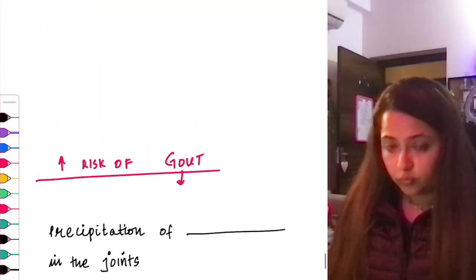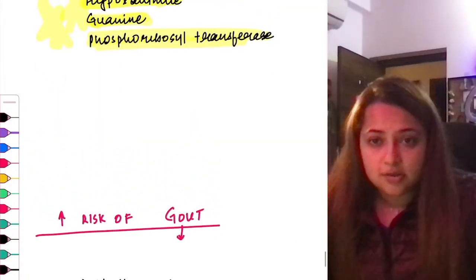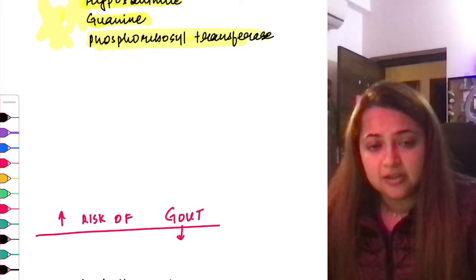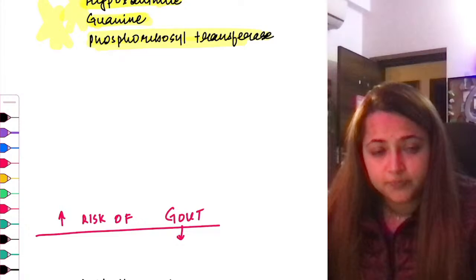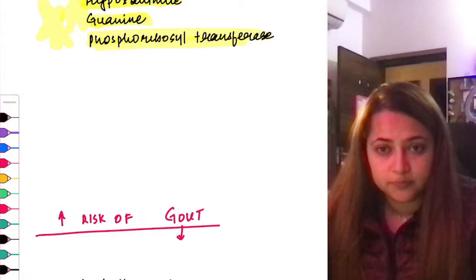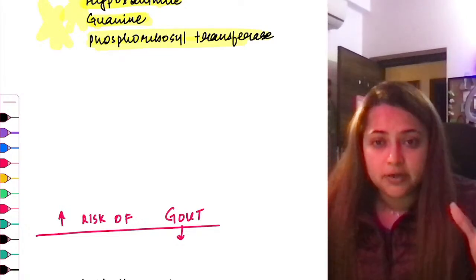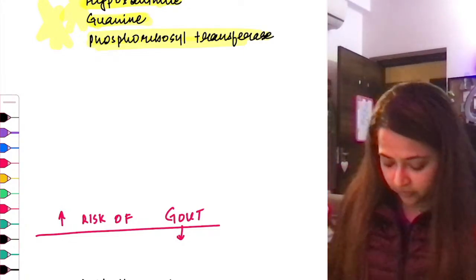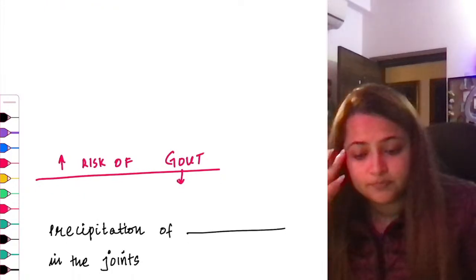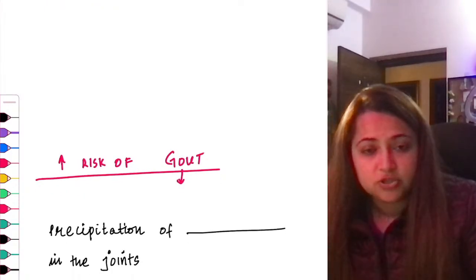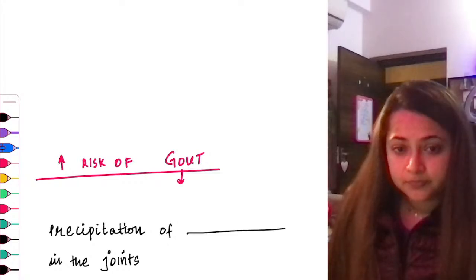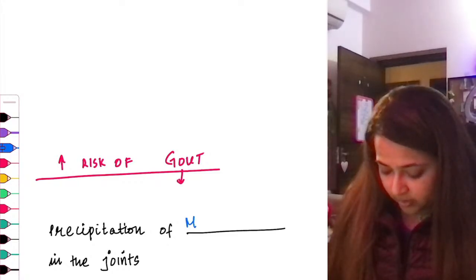Secondly, what you have to remember, since the levels of uric acid are deranged, the levels of uric acid are increased in case of Lesch-Nyhan syndrome. There is increased risk of gout. Now we have to be very clear regarding the concept of gout. What is gout? Gout is deposition of dash in the joints. So how would you answer this? Whose deposition takes place in gout? Your answer is, yes, monosodium urate crystals.